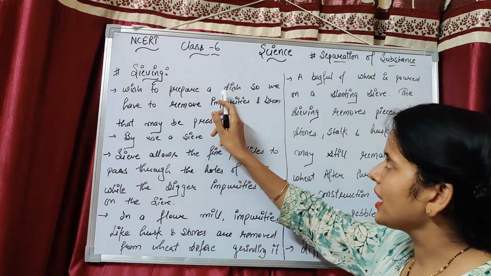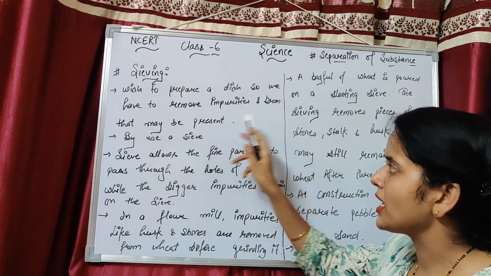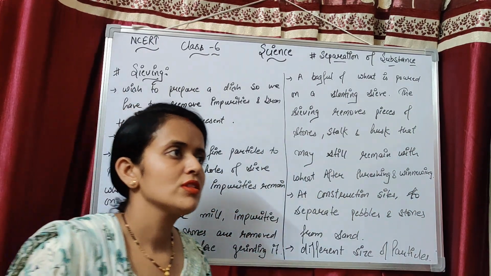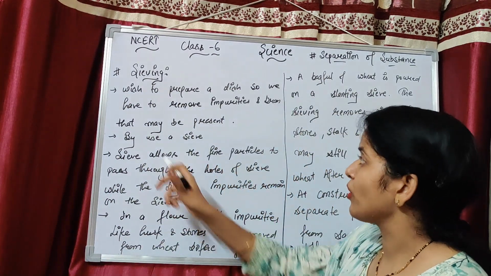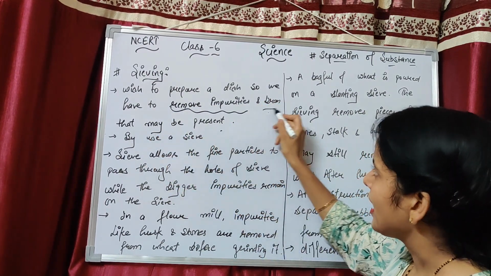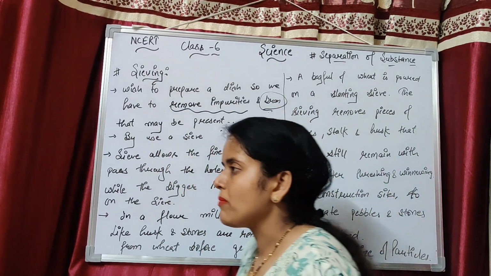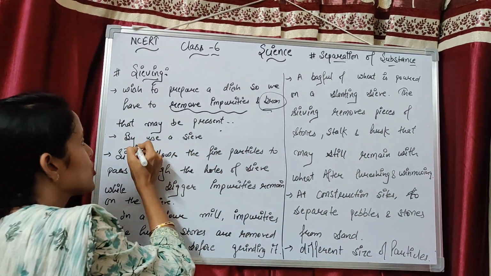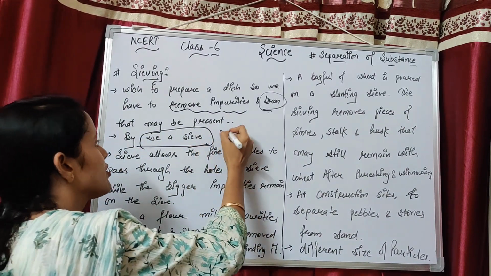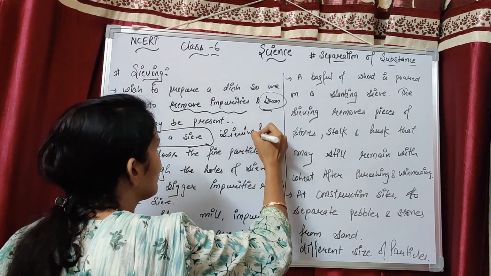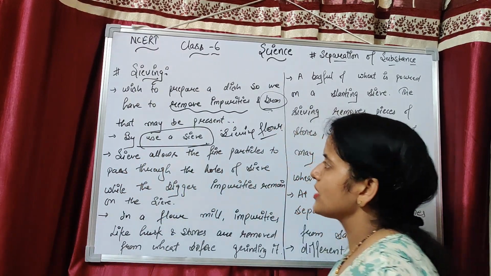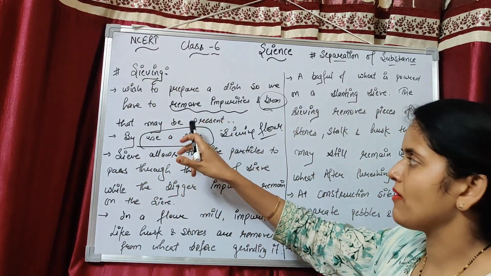If we wish to prepare a dish, we have to remove impurities and bran that may be present. So we have to sieve the flour to remove the impurities and the bran that may be present. By which tool can we do this? By using a sieve, we sieve our flour, or whatever we want to sieve. By using a sieve, we separate the impurities from our material.